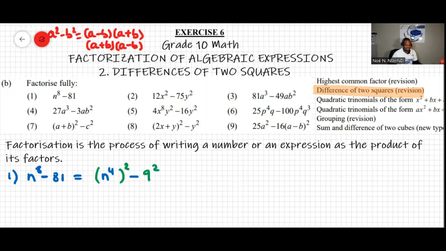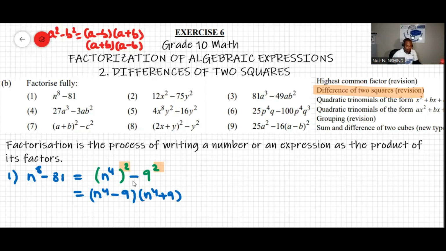Now that I have two squares there, we can factorize this by saying this is equal to n to the 4, applying the formula of the difference of two squares, n to the 4 minus 9 in the bracket, and then n to the 4 plus 9. Now, we cannot say we fully factorize here because there's more to do. n to the 4, and then 9 is also a square number.